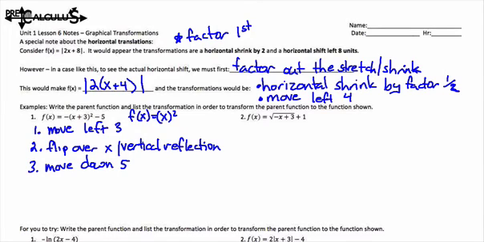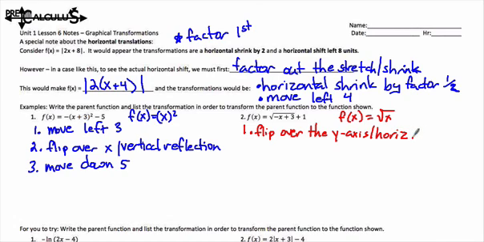Okay, coming over here, let's start off by writing the parent function. So the parent function for this one would be the square root of x. So we have f of x equals the square root of x. And now we're seeing what's happening. Before, when I was talking about inside the parentheses and outside the parentheses, we're talking about underneath the radical sign. So underneath the radical sign, what's happening first? Well, we need to multiply first. So number one, we have a negative. So we're going to flip over the y-axis, also known as a horizontal reflection.